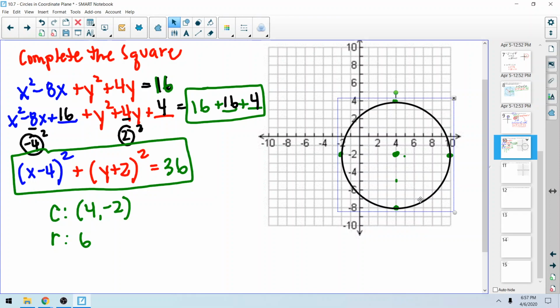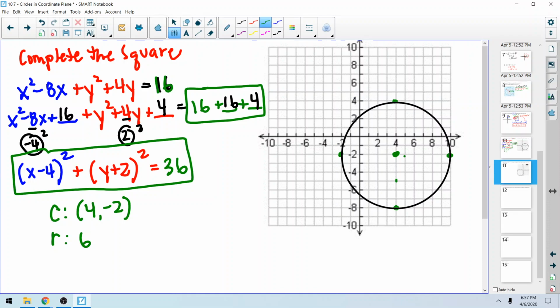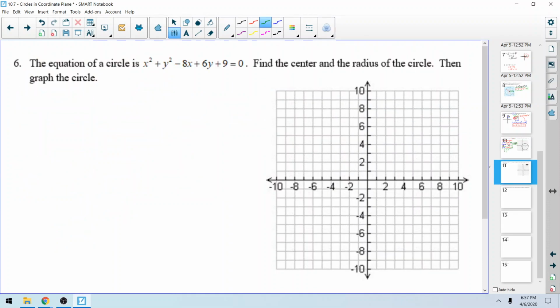Okay, let's try again. The equation of a circle in general form is x squared plus y squared minus 8x plus 6y plus 9 equals 0. Find the center and the radius of the circle, and then graph the circle. So, once again, x's, x's, y's, y's. Number.